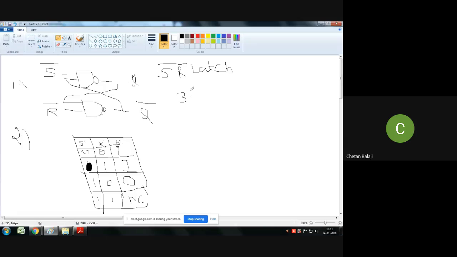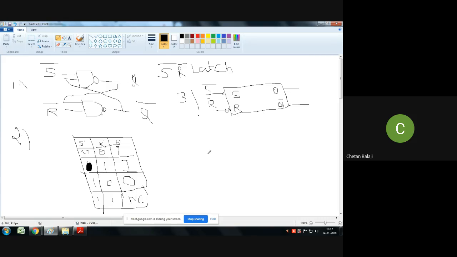Okay, the third case, logic diagram. Logic diagram, very important. You need to have one bar symbol here, S bar. Again add one bar symbol, R bar. Give the input to here, S R. The output remains back at Q and Q bar.